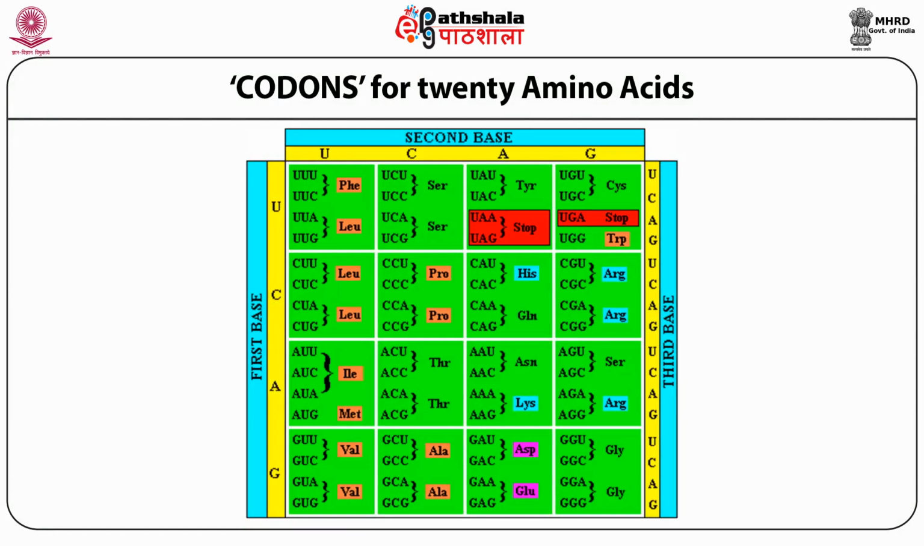We show in this slide codons for 20 amino acids. UUU, UUC both code phenylalanine, whereas UUA, UUG both code leucine. CUU, CUC also code leucine. CUA, CUG also code leucine. Glycine, for example, is coded by GGU, GGC, GGA and GGG, but there are few combinations like UAA, UAG, UGA do not code any particular amino acid, but these are stop codons.